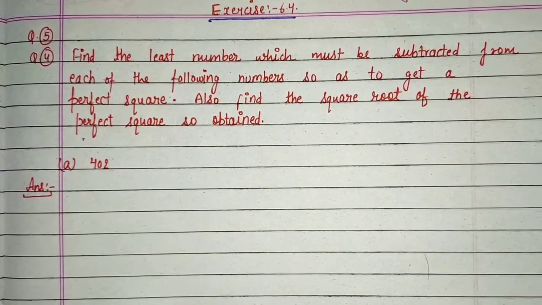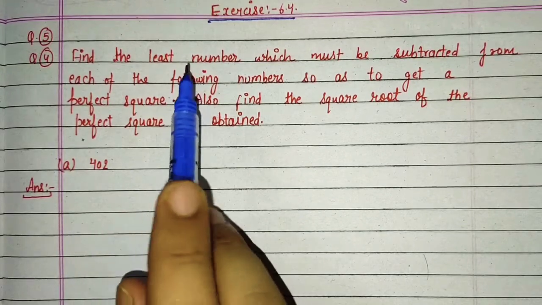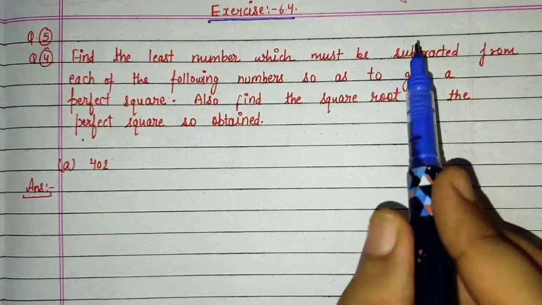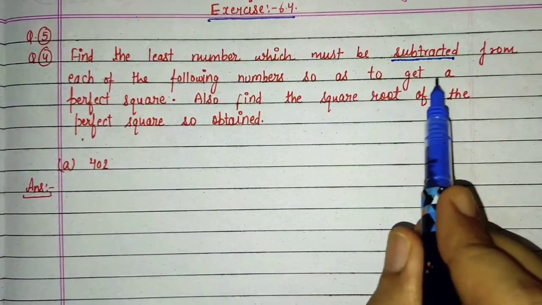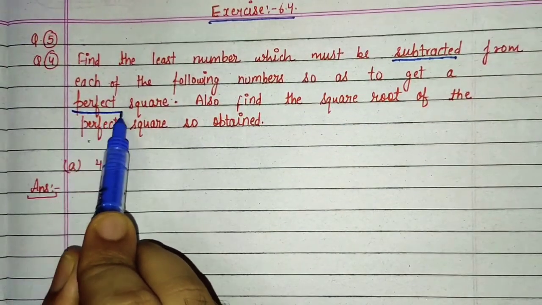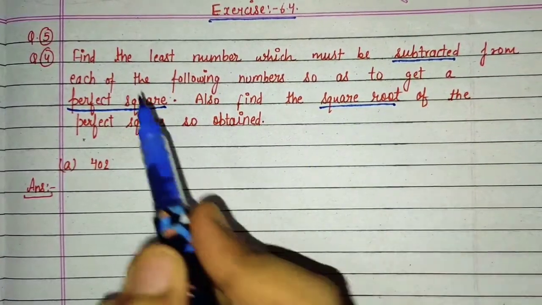Hello dear students, this is question number 4 of exercise 6.4. The question is: find the least number which must be subtracted from each of the following numbers so as to get a perfect square. Also find the square root of that number.